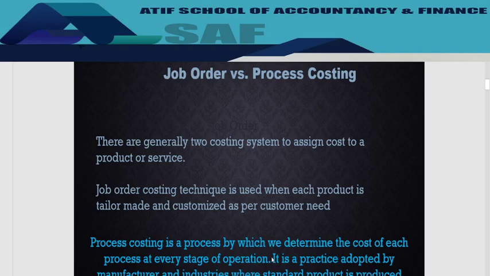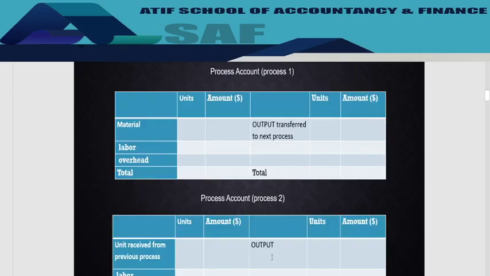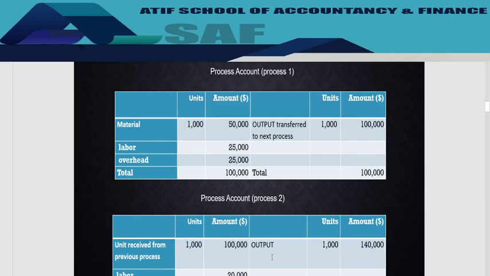In process costing, the entire manufacturing process is divided into different stages, different processes. An output from the first process is considered as the input for the next process. Here is the format of process accounts. In process account 1, we have input material 1,000 units at a cost of $50,000. Labor incurred $25,000, overhead incurred $25,000, and the total 1 lakh cost has been transferred to the next process. The next process received that cost, further incurred some cost on labor and overhead, and the total of it is transferred to the next department or process.